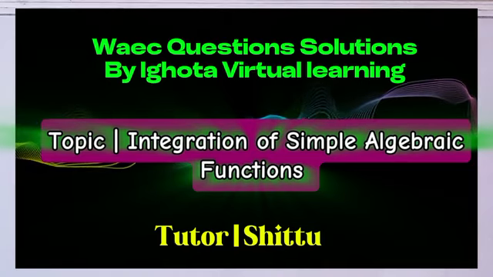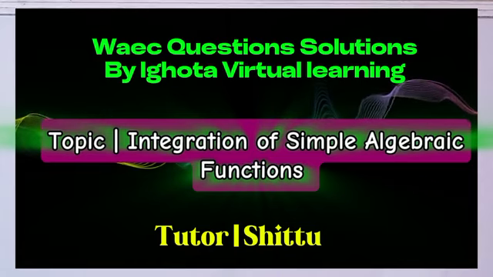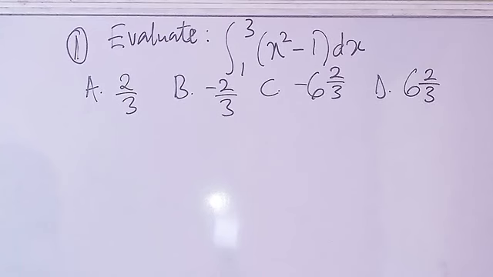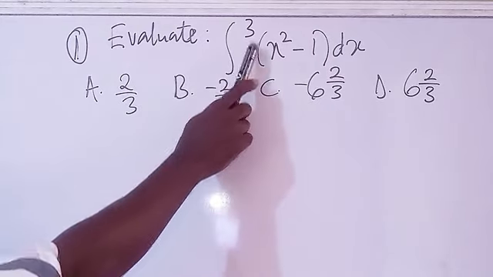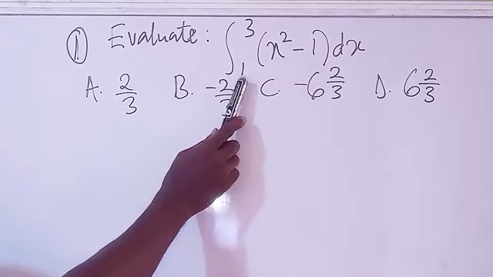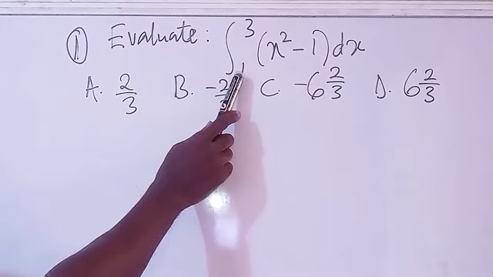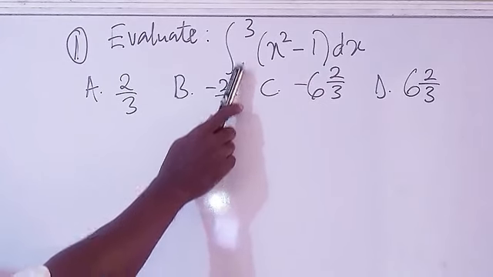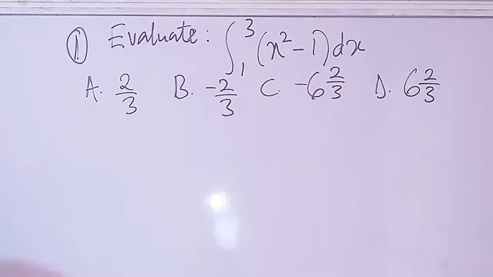In today's lesson, we are going to be looking at some problems on integration from WAEC and JAMB questions. All right, so we have the first one here. We are asked to evaluate the integral of x squared minus 1 ranging from 1 to 3. This is a definite integral. We have the lower limit 1 and the upper limit 3, with respect to x, and we have the options there. So kindly pause the video, solve it, then come and check your result.